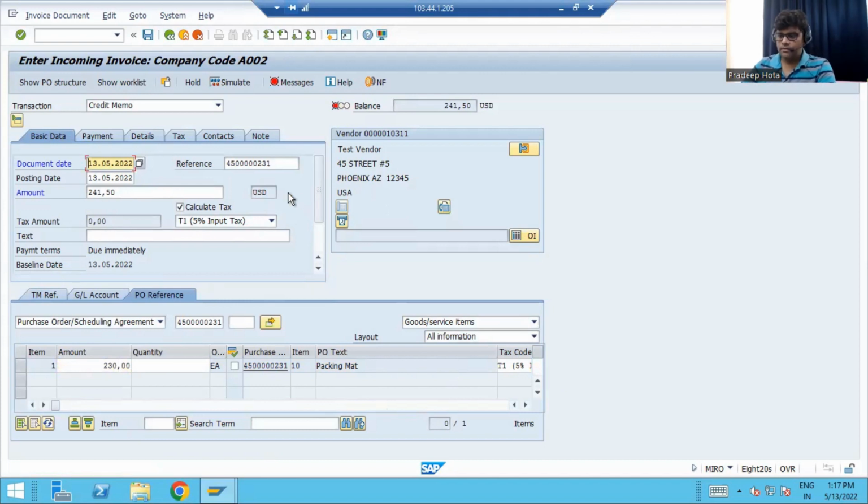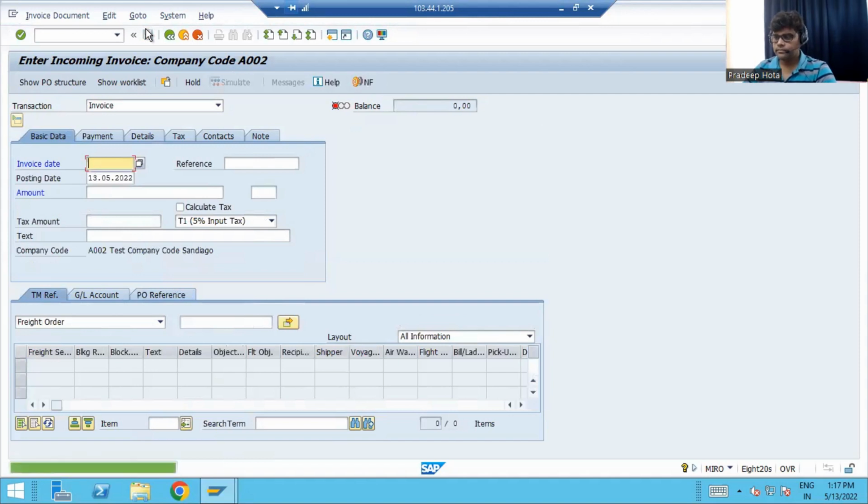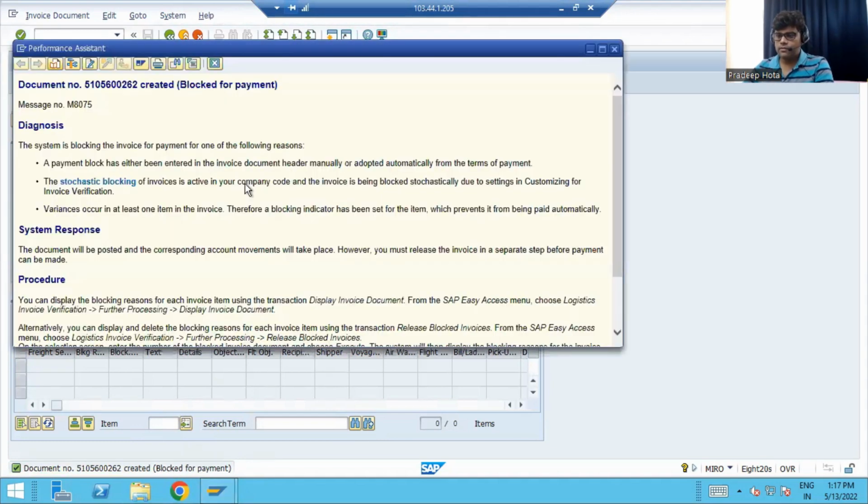Okay, so my mistake. Why I was thinking like why this one is coming. It's invoice 230 2025. Okay, so let's post it. So invoice processed and it is blocked for payment because invoice verification is not yet done. So that's why it is blocked for the payment.